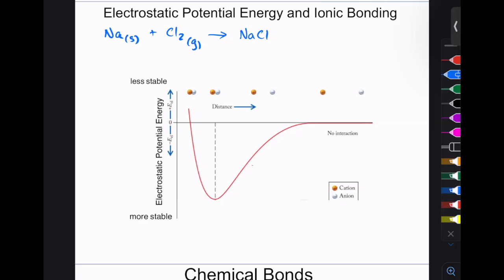We have 2 chlorine atoms on the left, and I only have 1 chlorine on the right. So if I put a 2 coefficient here, now the chlorines are balanced, but that gives me 2 sodiums on the right. I need 2 sodiums on the left. There, now I have a balanced equation. I'm obeying the law of conservation of mass.